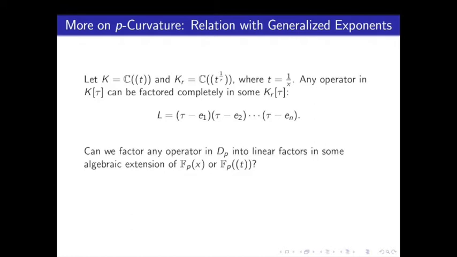So, we can ask the question: for operators over a finite field, can we always factor them completely in some algebraic extension? Well, the answer is no. An example is tau squared minus x. It cannot be factored over F2 in any algebraic extension.